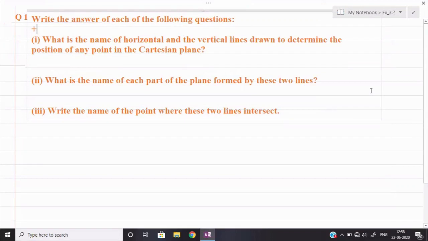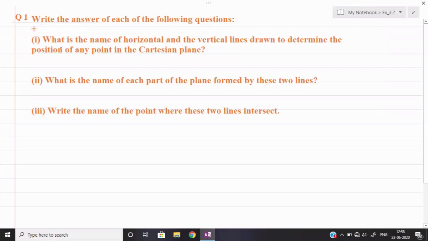Students, now we are starting the first question of exercise 3.2. In this question, see what we have given. First of all, look at the first question. Now the fundamentals I have explained to you, you need to remember. Okay, so see the first question. Write the answer of each of the following questions.